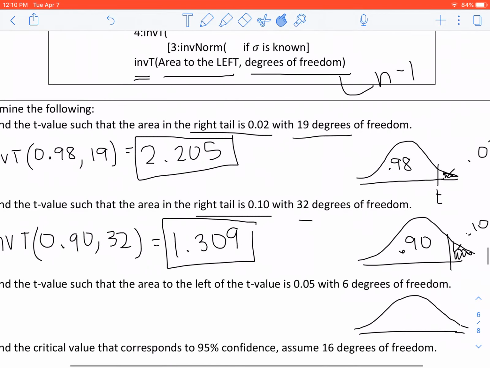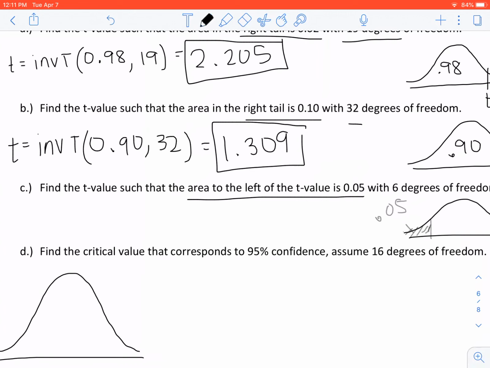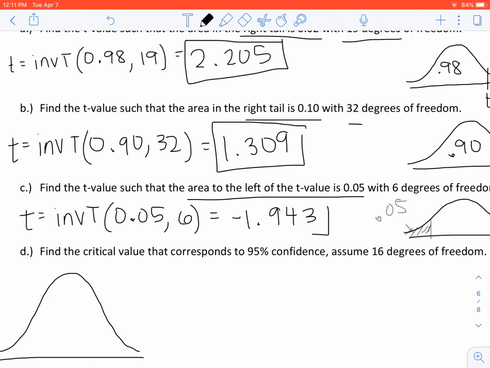Part C says find the t value such that the area to the left of the t value is 0.05 with 6 degrees of freedom. So area to the left is going to be 0.05. So in order to calculate our t value, we have t equals inverse t. Area to the left is what we need, so 0.05, comma, degrees of freedom, which is 6. Again, this is values to the left of the mean, so it should be negative. Rounding to 3 decimal places, it's negative 1.943.